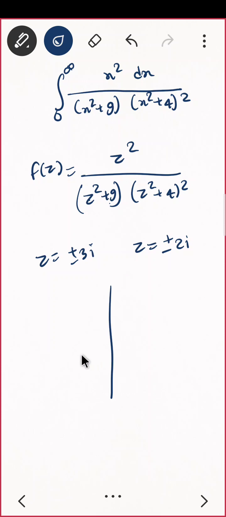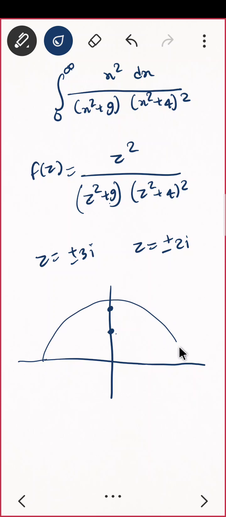So which are the roots lying above the real axis? Plus 2i will come here, and 3i will come here. So only these two roots are lying here, correct? So I have to find the residue of those two only: z equal to 2i and z equal to 3i. That's it. So how will you calculate?